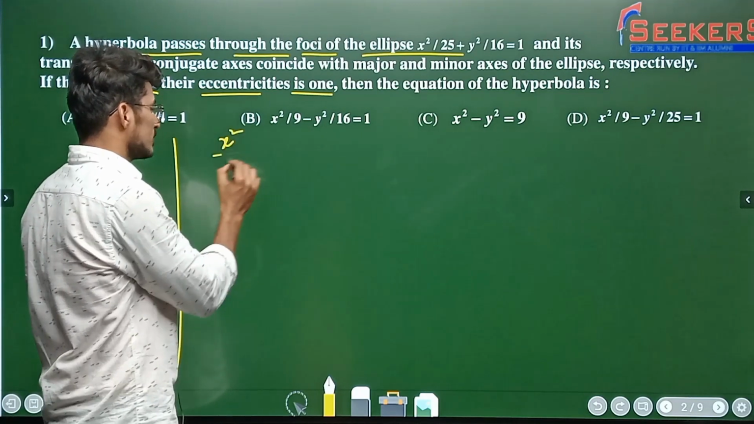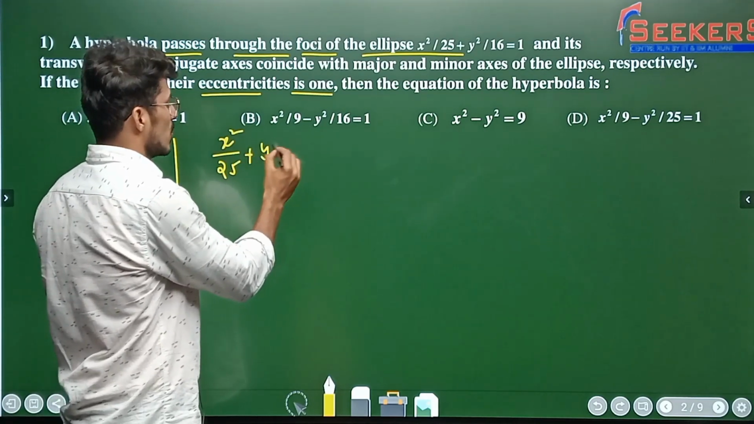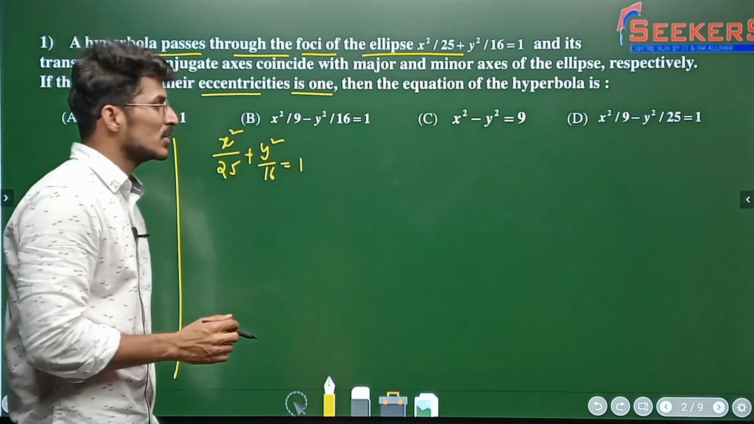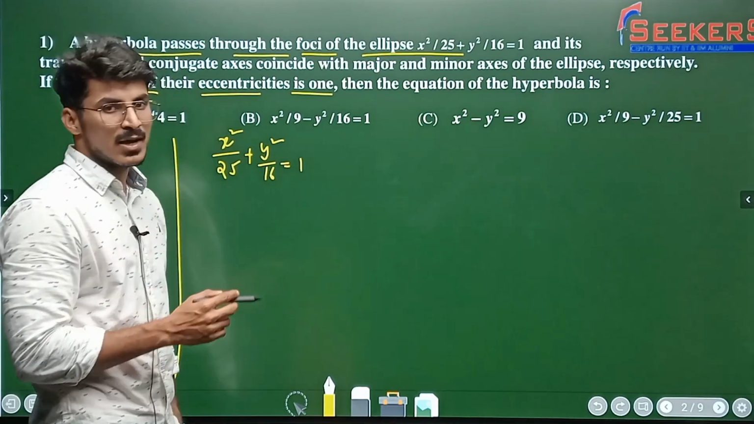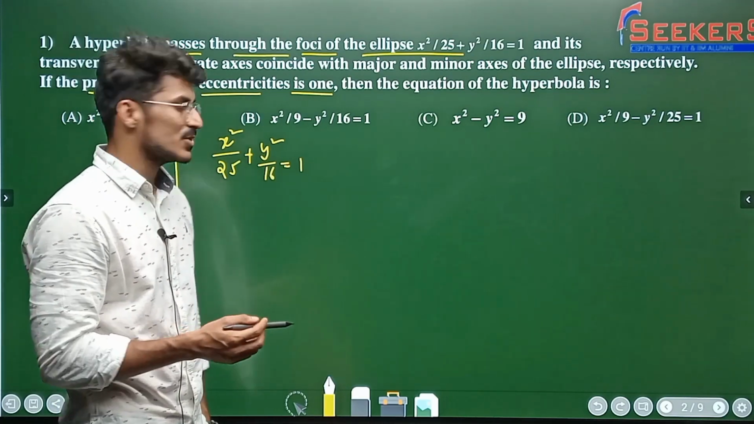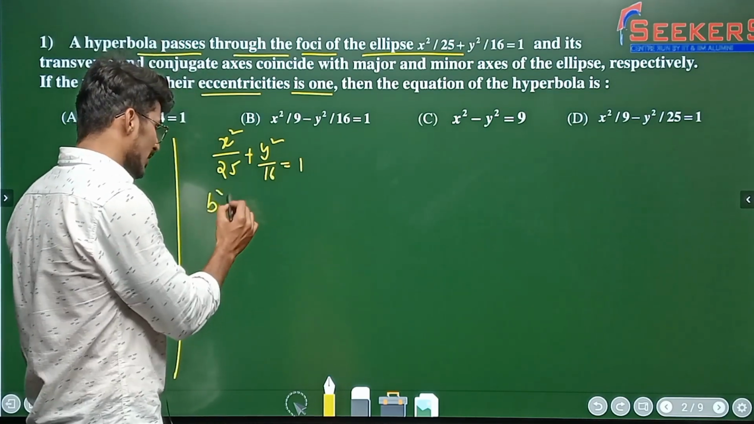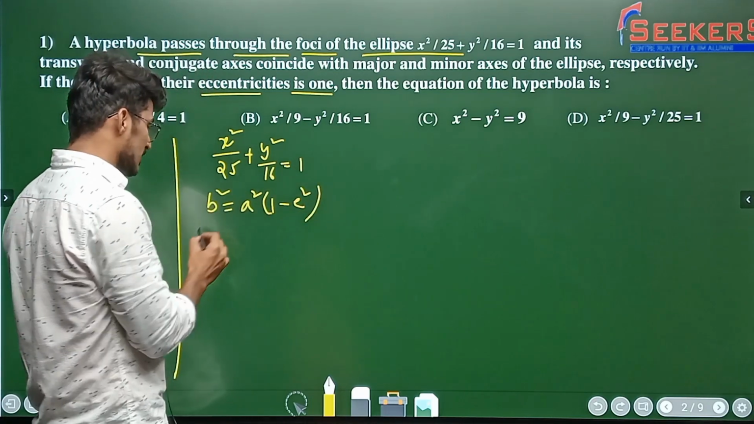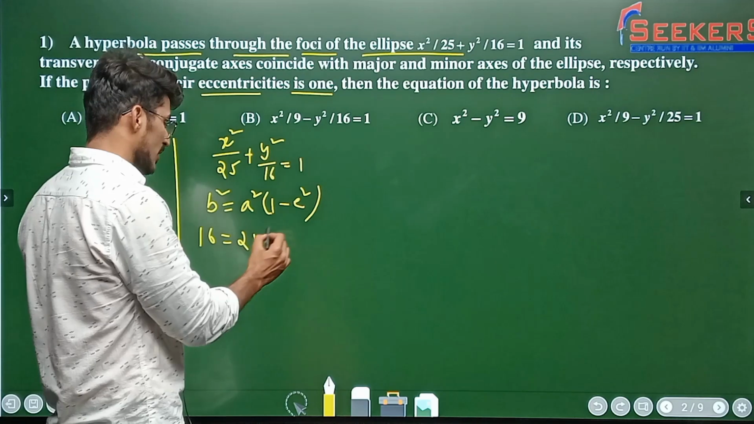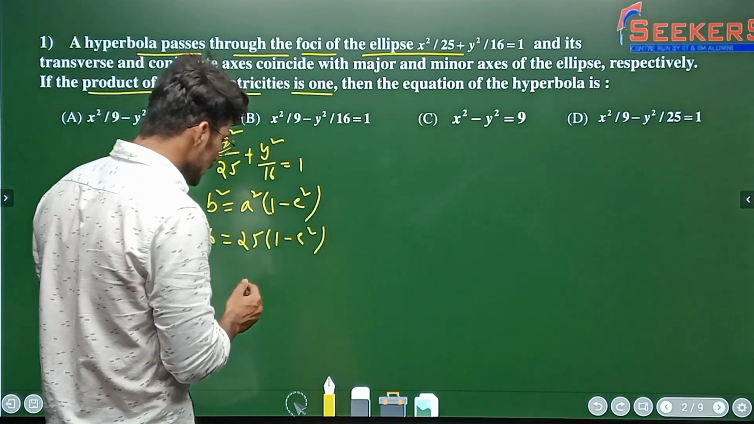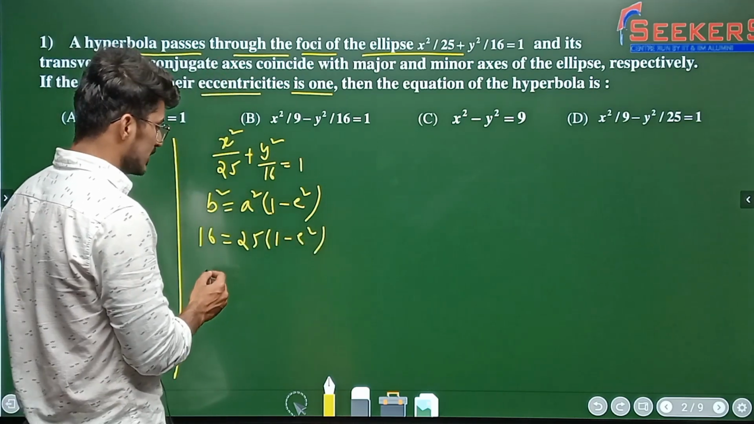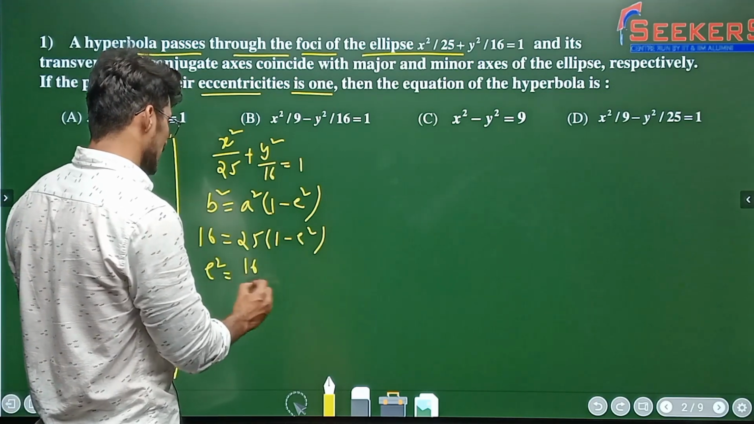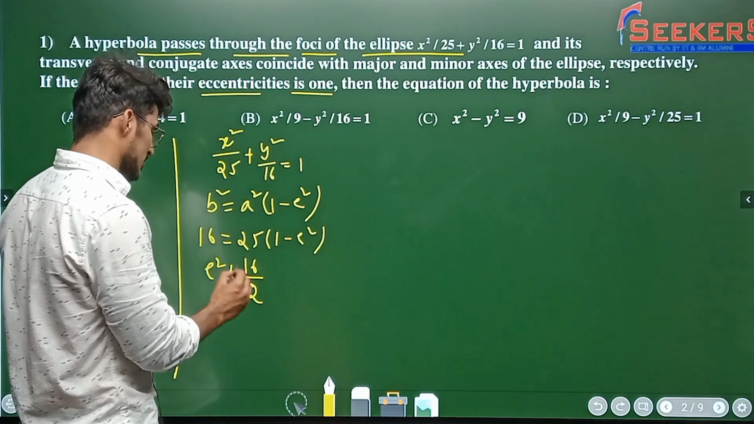x square by 25 plus y square by 16 equal to 1. The hyperbola passes through the foci of this ellipse. So the foci of the ellipse are plus or minus AE comma 0. We know the relation between a, b and eccentricity, which is b square equals a square into 1 minus e square. Let us substitute this now: 16 is equal to 25 into 1 minus e square. Are you getting my point? So how do I write this now? Tell me.